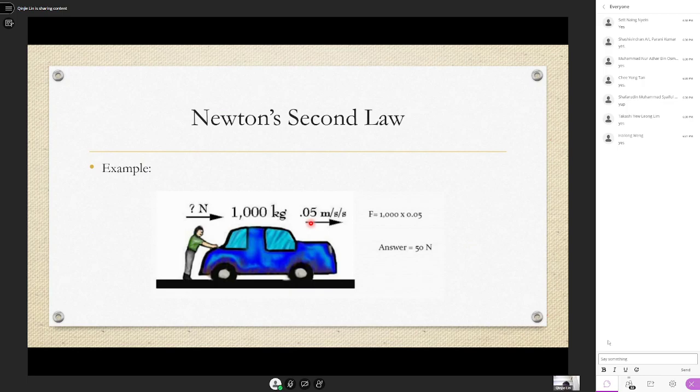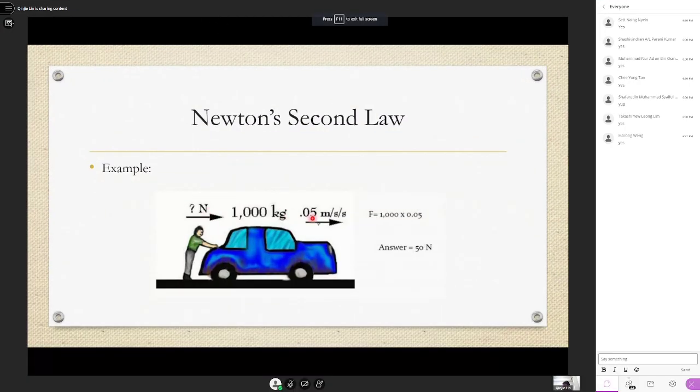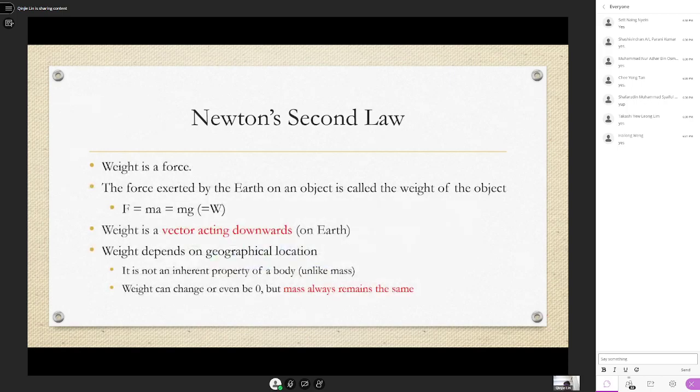This is just a very simple example to illustrate F equals ma. Imagine we have a car here, 1000 kg. That's about a Toyota Vios or a Honda Jazz, around that mass. Let's say you want to accelerate forward by 0.05 meters per second squared. How much force do you need to apply? We know the mass, and we know the acceleration that we need. You just use F equals ma and you will get the answer. This is just to show how F equals ma is used. Of course, the questions that we are going to deal with won't look like that. This is too simple. It's just to illustrate F equals ma. Okay, so we move on.